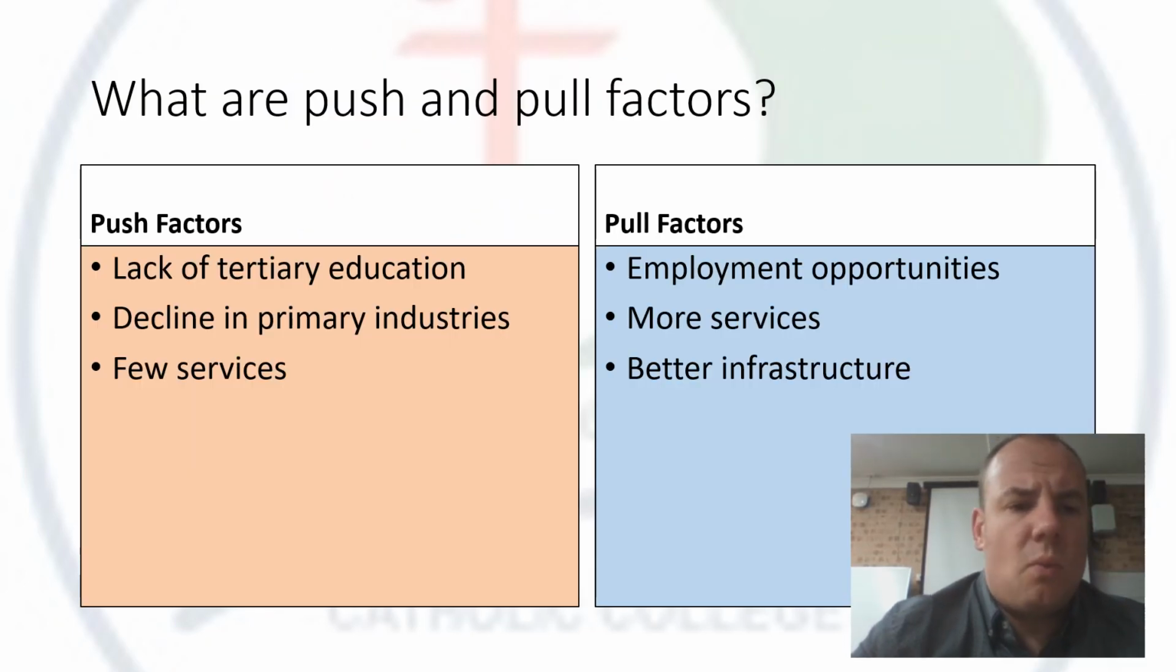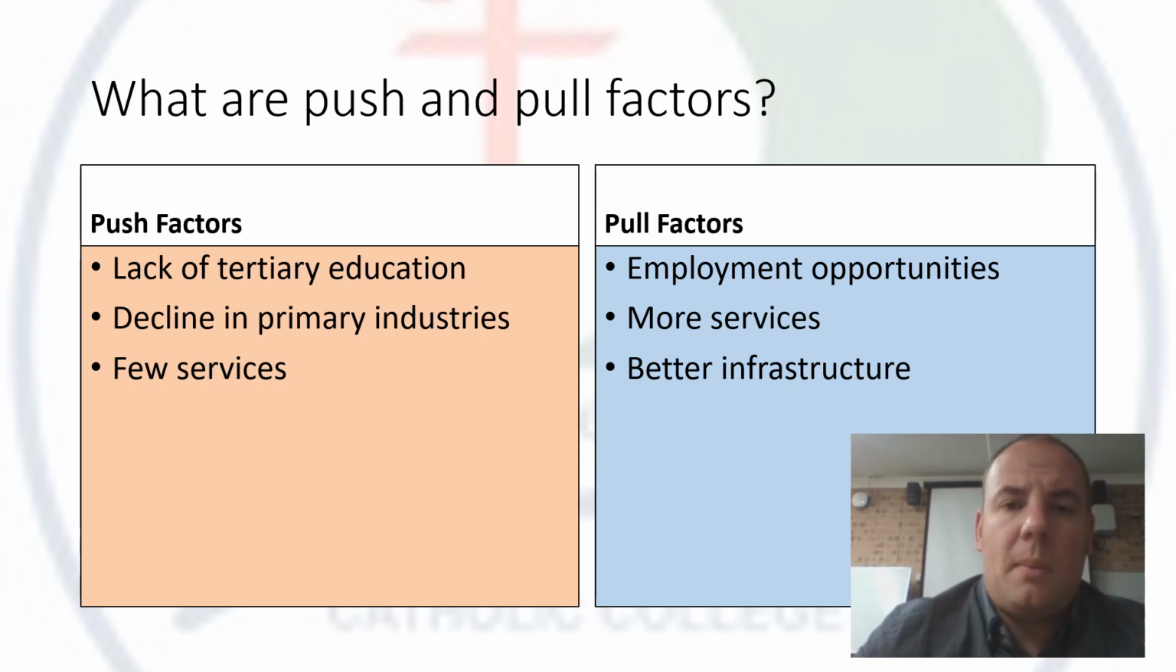The reasons why people move can be split into two factors. Push factors, which are things that make you want to leave, and pull factors are something that makes you attracted to a place. So our push factors could include lack of tertiary education, which means, after year 10, there's no tertiary education, there's no year 11, 12, there's no TAFE courses, there's no apprenticeships. So young people in particular leave.